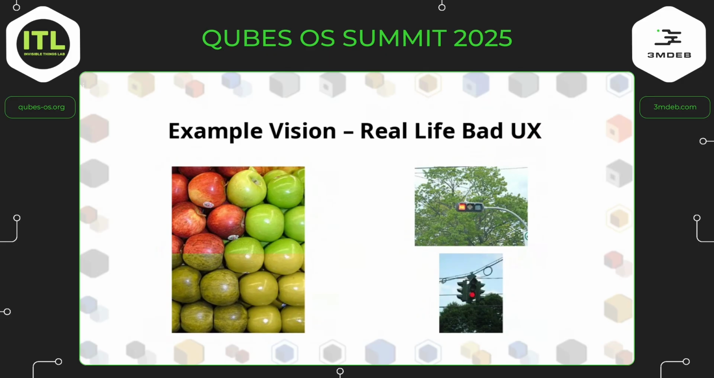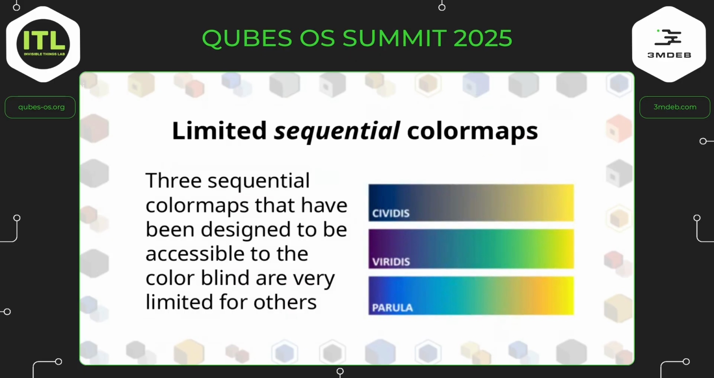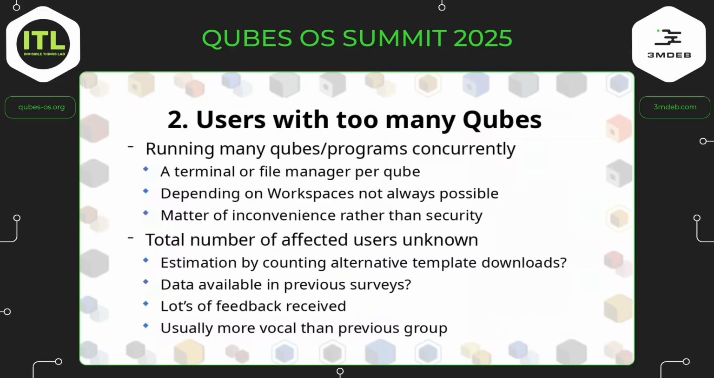Here we have an example case of the most common form of color blindness in the left picture. And instead of showing you a bad software user interface for colorblind people, I've included 2 real-life photos. As you can see, those traffic lights could result in accidents, injuries, or even deaths. So, what if we want to use color maps which are good for everyone, including colorblind people? The problem is that the suggested color maps are very limited for everyone else.